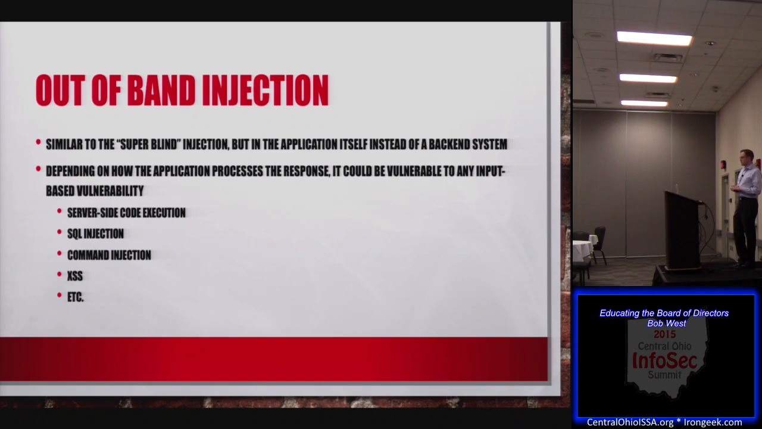So the out-of-band injections are similar to super blind injection, but in this case, you're looking at the things that are sent to the application itself and not necessarily the back end to run through those. Depending on how that application processes the response, it could be vulnerable to any kind of input. So server-side code execution, SQL injection, etc. But what you're doing at this point is, once you've identified it with Burp Collaborator, you do the same type of injection attacks that you would do with the web application directly. You send those responses back from whatever server you forced the backend to interact with during your test.